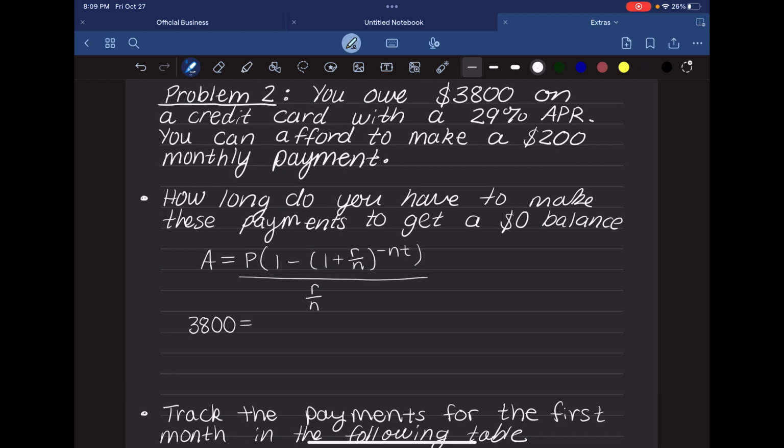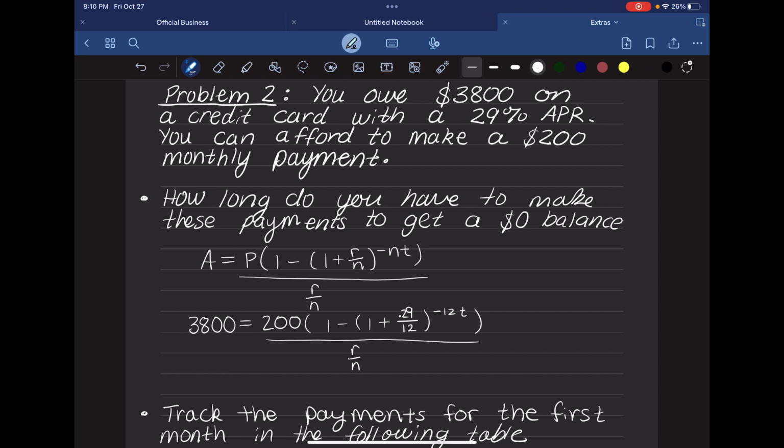We know that we can afford to make a $200 monthly payment. We've got 1 minus (1 plus our APR, which is 0.29, and we're doing it monthly, so we divide by 12) raised to the negative 12 times T, since we don't know what T is, so we leave it as T, and then divide by R over N.